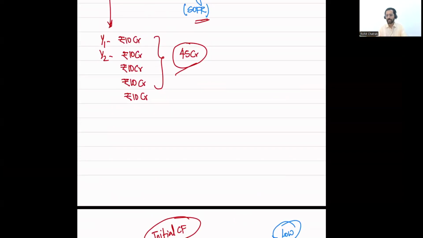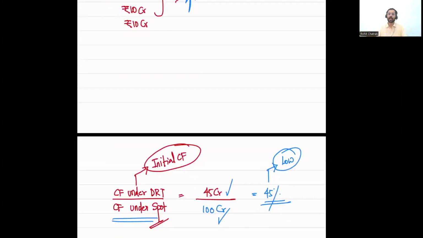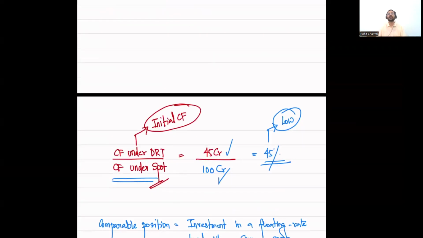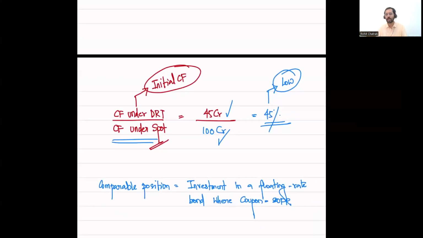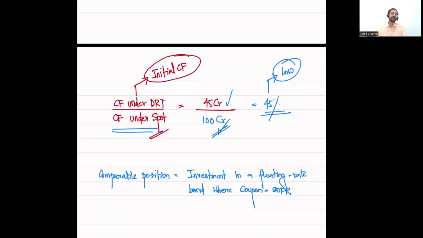I've just taken this number for the purpose of explaining. The question did not have this number, and the cash outflow that I would have to enter into a similar position in the spot market would be 100 crores. How did I get the 100 crores?